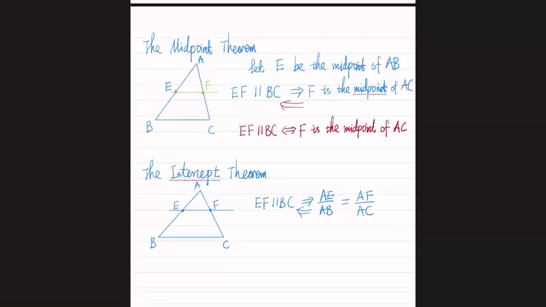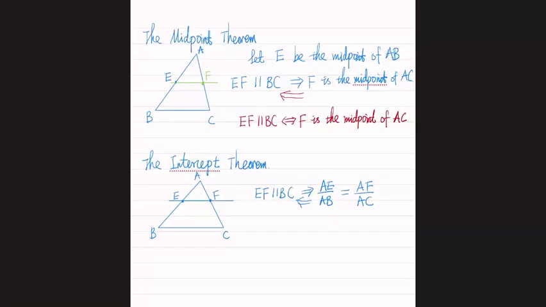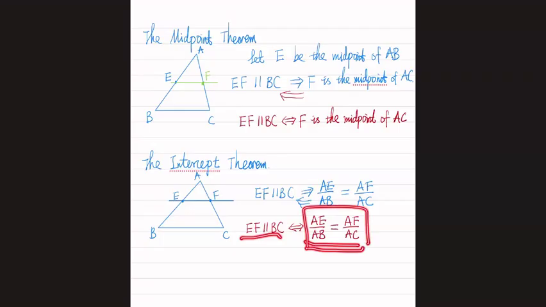Now we can combine them into one statement. The new intercept theorem. These two one-way implications become one two-way implication. This is a necessary and a sufficient condition for the ratios to be the same. So that's our new intercept theorem.